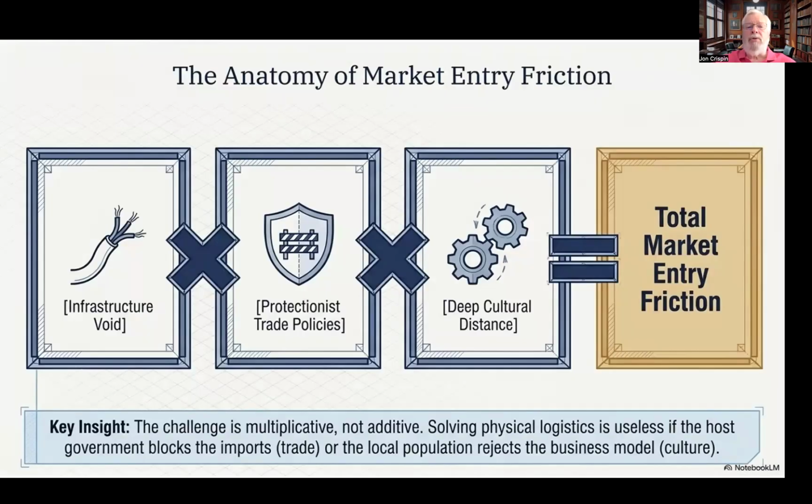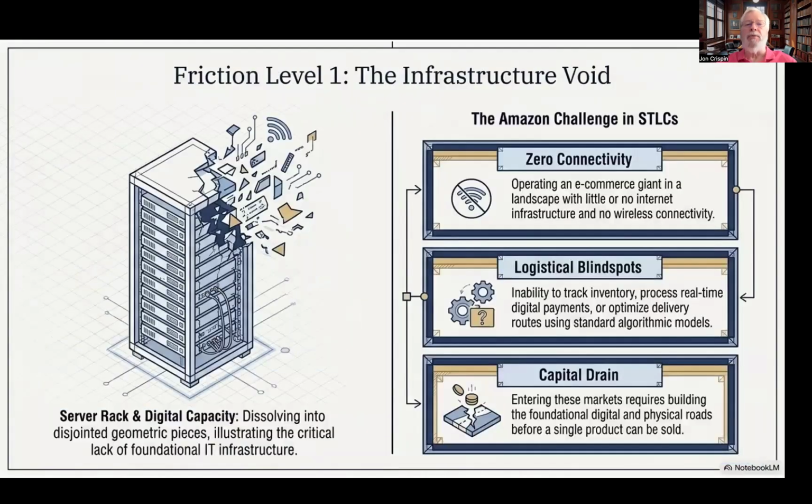And this can also lead to market entry friction, as shown here in this slide. And the challenge is multiplicative, not additive. So it's comprehensive in its growing and building. So solving these physical logistics is useless if the host government blocks the imports or trade, or the local population rejects the business model or culture.